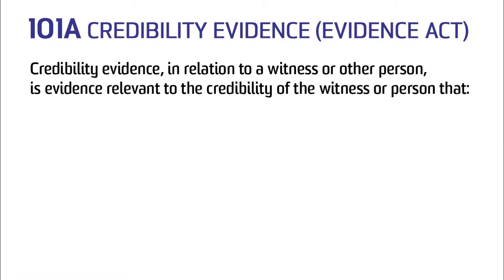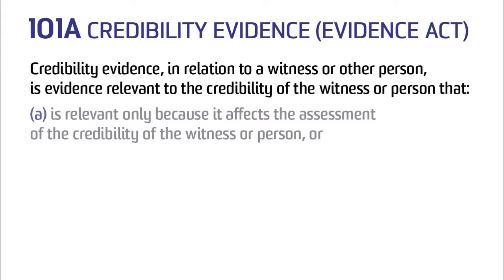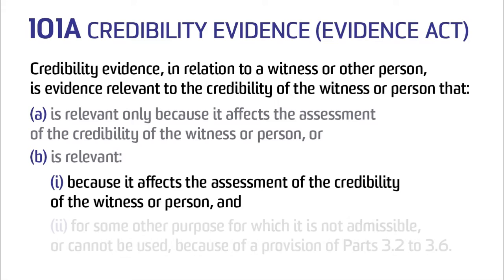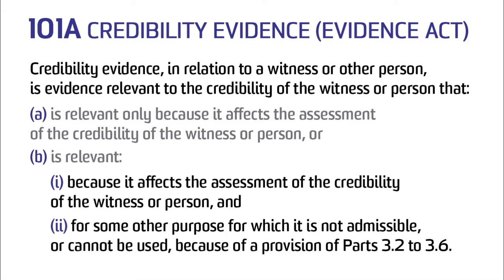Credibility evidence in relation to a witness or other person is evidence relevant to the credibility of the witness or a person that A, is relevant only because it affects the assessment of the credibility of the witness or a person, or subsection B, is relevant because it affects the assessment of the credibility of the witness or person, and for some other purpose for which it is not admissible or cannot be used because of a provision of parts 3.2 to 3.6. Now, while subsection A seems fairly straightforward enough, it's subsection B that often requires a bit of an illustration to truly understand how it works.